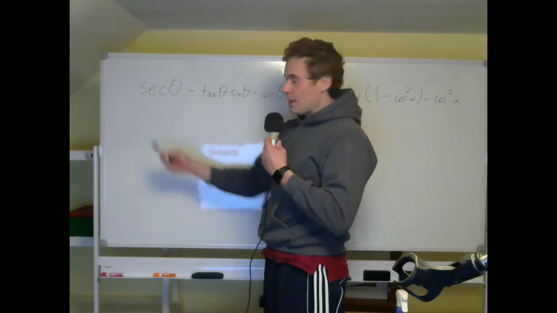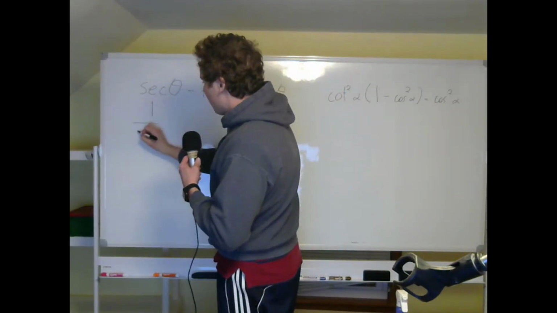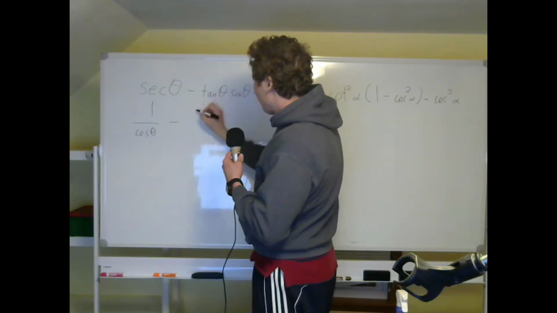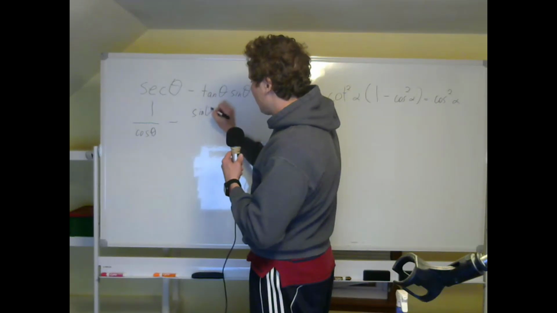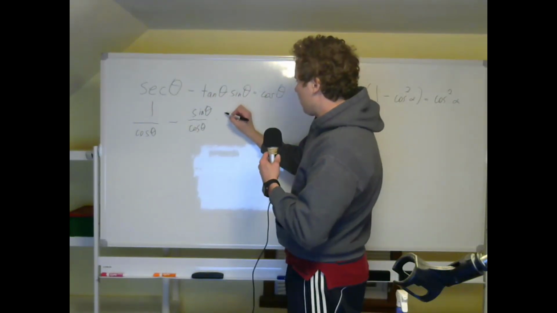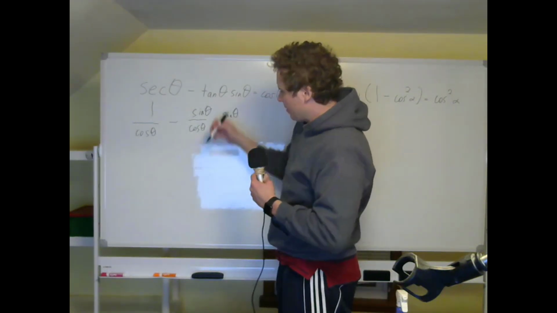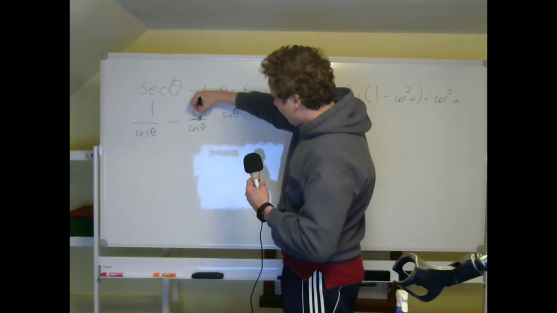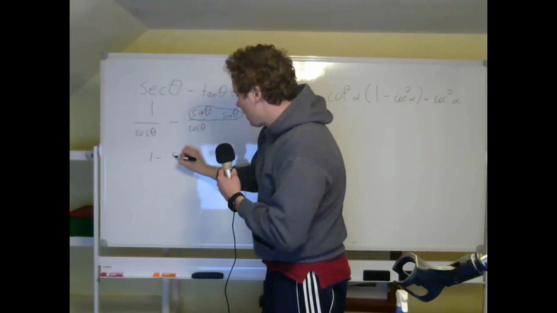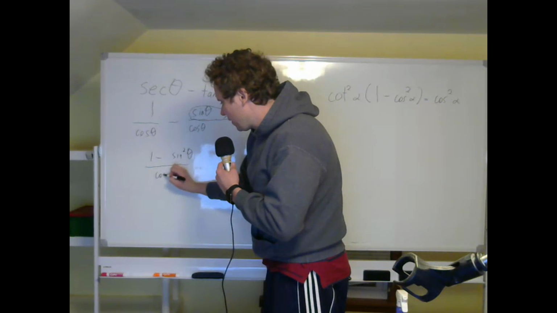So first thing we can do is convert the secant into its basic form of 1 over the cosine theta minus, and we'll simplify these. So tangent's the same thing as sine of theta over cosine of theta, and then we have times sine theta. So here's the trick. We have a common denominator here, so that means we can combine these two. And this right here becomes sine squared theta. So we have 1 minus sine squared theta all over cosine theta.